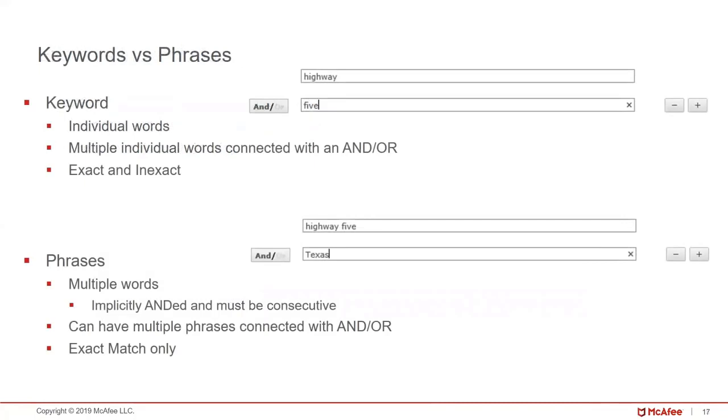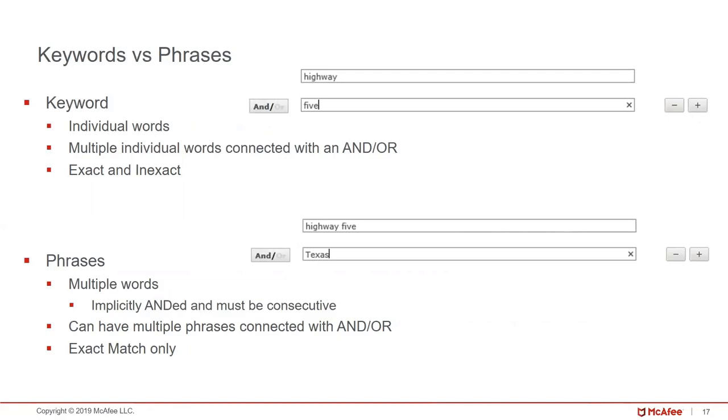We can also use keywords and phrases here as well. I give two different examples here of keywords and phrases. At the top, we have two different keywords. A keyword would be categorized as an individual word. So I have highway and 5 as two different keywords, and those can be set up as either an and or an or statement. So if we want to look for both or just one or the other, those can be set up that way. And this can also be used as an exact or inexact search term.